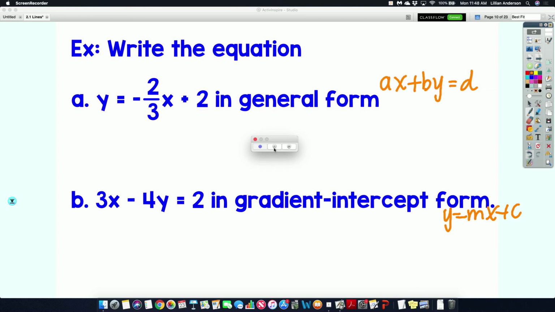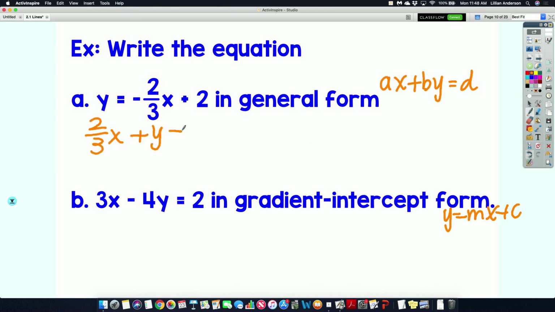Add 2/3 x to the other side. When I add 2/3 x to the other side, it's going to be 2/3 x plus y equals 2. Isn't that in the form of ax plus by equals d? Yes. That's general form.